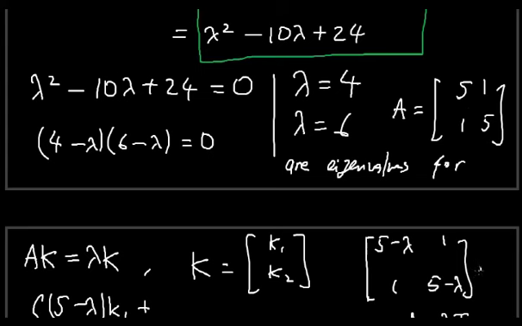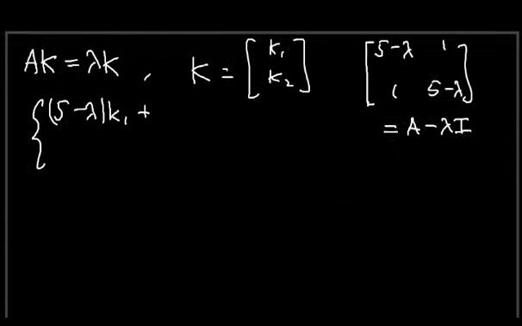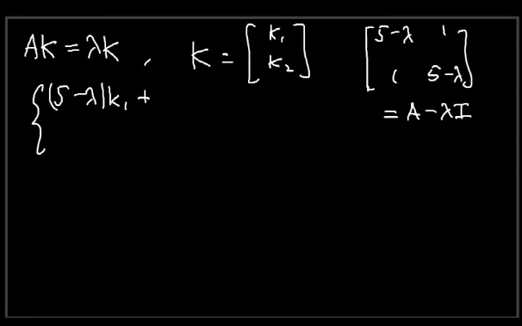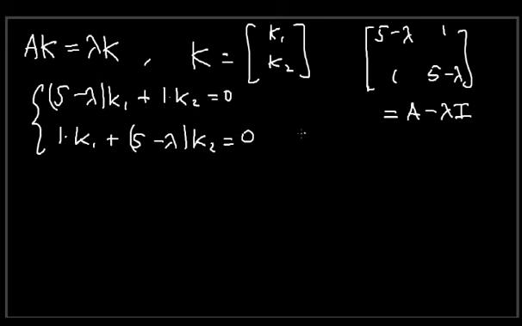And what we want now is to write down the corresponding system of equations. So I'm writing a system of equations whose coefficient matrix basically is this matrix. So that will be (5 minus lambda) k1 plus 1 times k2 equals 0. And the second equation will be 1 times k1 plus (5 minus lambda) k2 equals 0. The whole point is that this system is equivalent to that thing there.